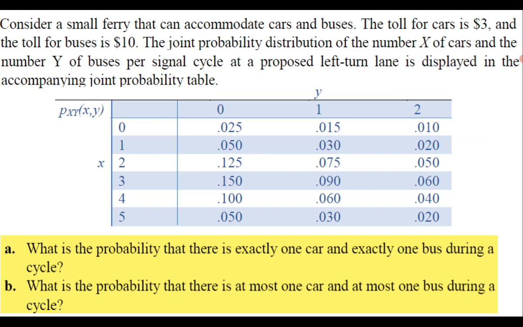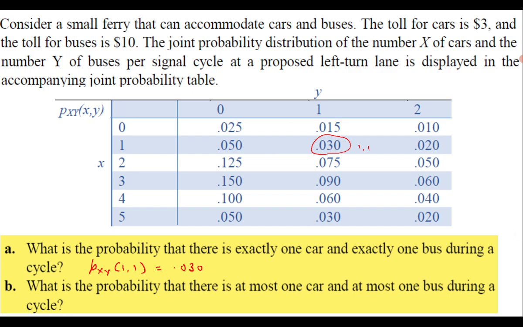First one says, what is the probability that there is exactly one car and one bus during a cycle? So which means you need to consider P of xy at 1, 1. So this is already the value at 1, 1. So that's why 0.030.